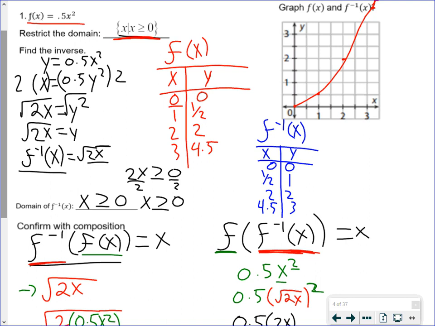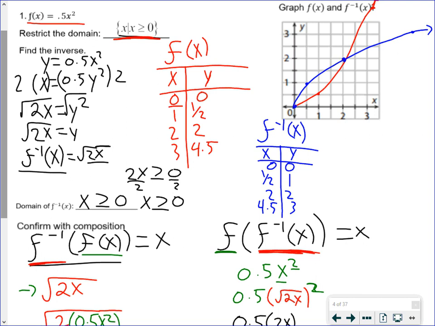So we're going to do the same thing for the table. We just switch the x and y terms, and that gives you your f inverse function, or your f inverse table. So we're going to graph this too. We have 0, 0, 1 half, 1, 2, 2, and 4.5, 3 will be something probably around right there. And it's going to look like that. And that's what our function is going to look like.